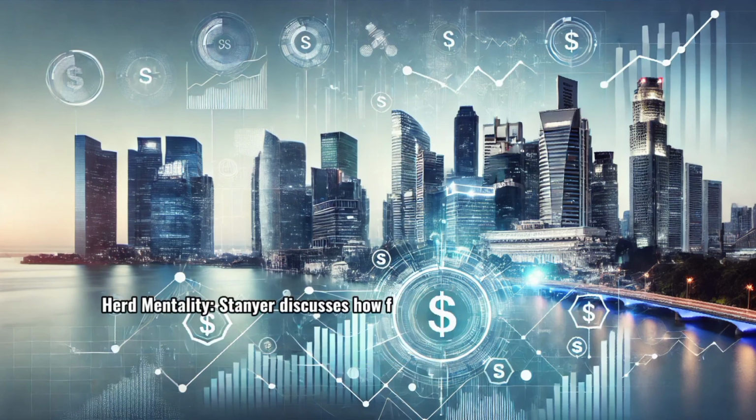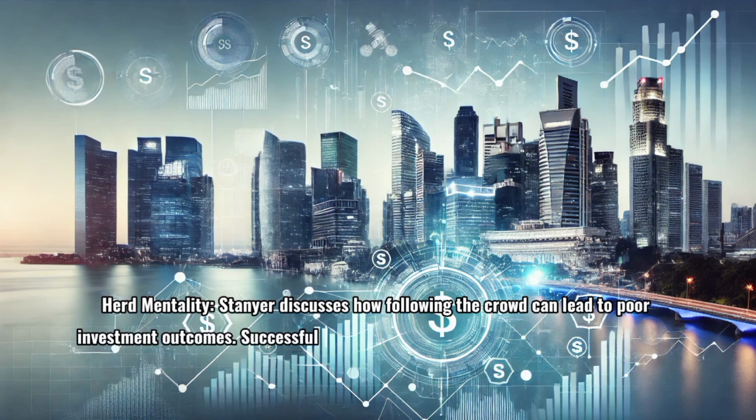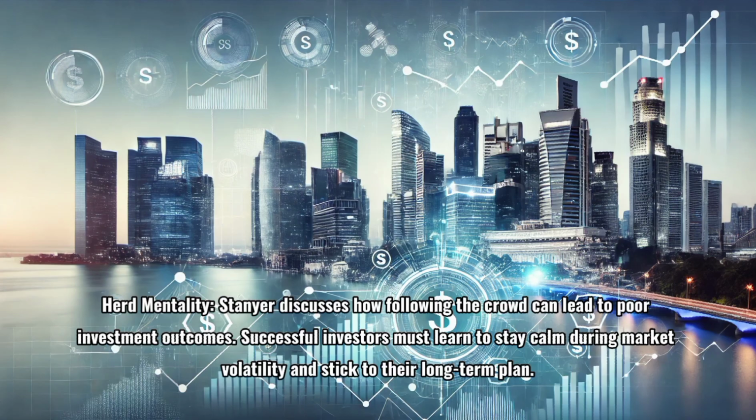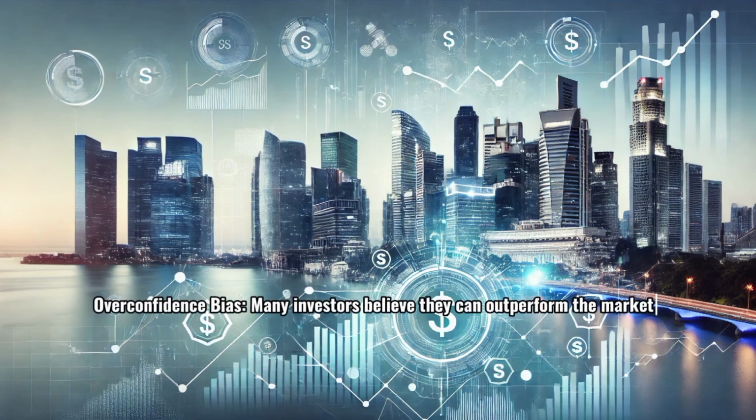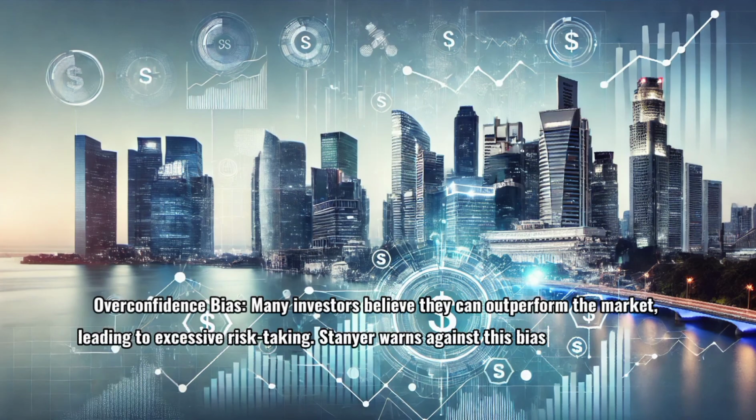Herd mentality. Stanyer discusses how following the crowd can lead to poor investment outcomes. Successful investors must learn to stay calm during market volatility and stick to their long-term plan. Overconfidence bias. Many investors believe they can outperform the market, leading to excessive risk-taking. Stanyer warns against this bias and recommends humility in investment decisions.